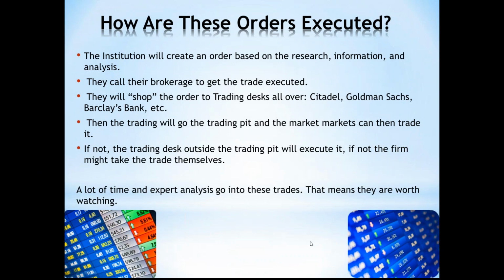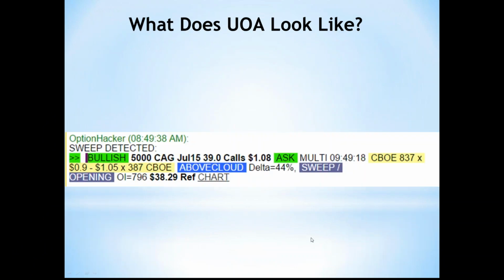All right. So what does this actually look like? So this is an example of an alert that comes across over the scanner that we use. There's a lot of different scanners out there. We have one of our own. This is one called Trade Alert. Now, Trade Alert spits out this information, but Option Hacker and Thinkorswim will give you all of the same stuff. Options Flux, which is another scanner, will give you all of the same stuff. And that's because the exchange is required to record and report this information.